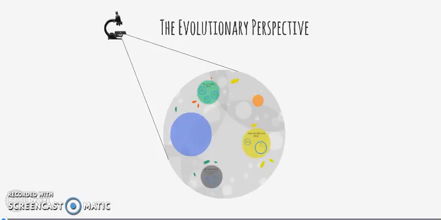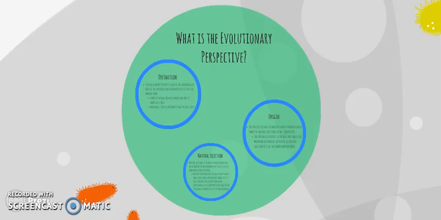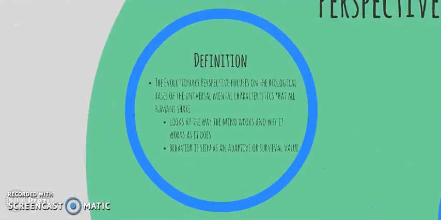The evolutionary perspective. What is the evolutionary perspective? Definition. The evolutionary perspective focuses on the biological basis of the universal mental characteristics that all humans share. It looks at the way the mind works and why it works as it does. Behavior is seen as having adaptive or survival value.